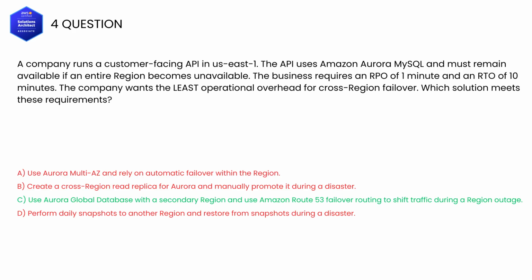And the last one is incorrect because daily snapshots cannot meet a 1-minute RPO, because data loss could be up to 24 hours. Snapshot restore also usually cannot guarantee a 10-minute RTO for a production database at scale.